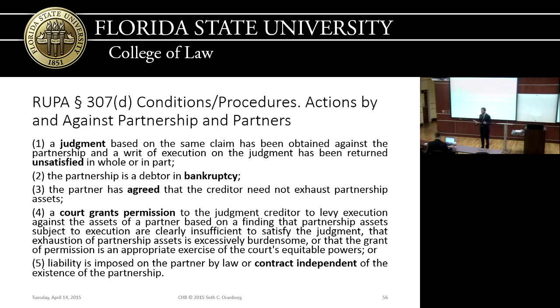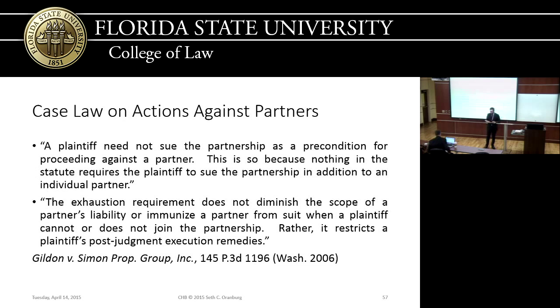If the partners agree, the creditor does not need to exhaust the partnership assets, essentially like co-signing in a personal capacity, for example. A court can grant permission, and there's also independent contracts which can create that result. The essence of this, two quotes from Gilden versus Simon. One, a plaintiff need not sue the partnership as a precondition for proceeding against the partner. This is because nothing in the statute requires the plaintiff to sue the partnership in addition to the individual partner.